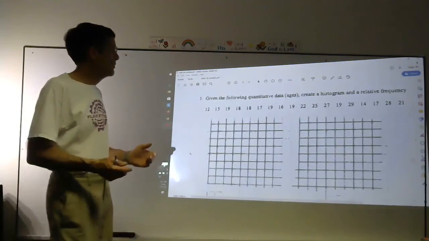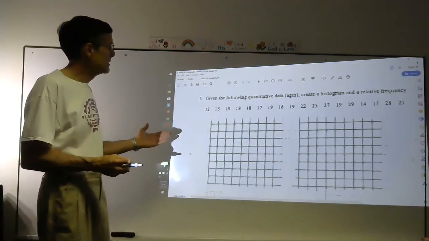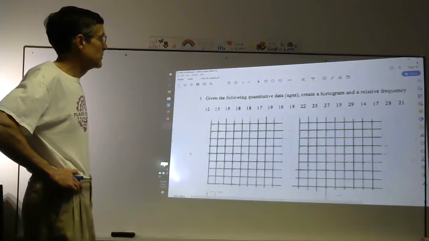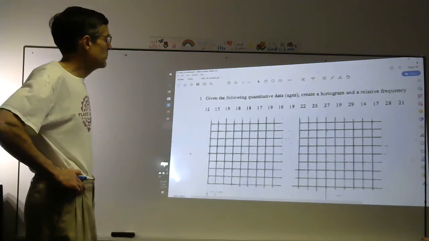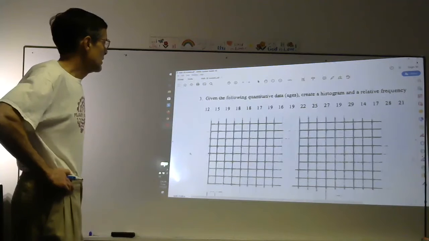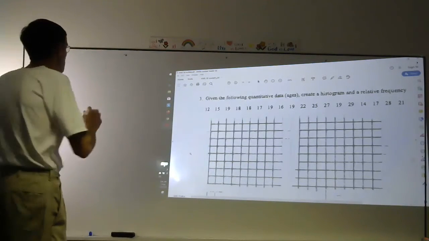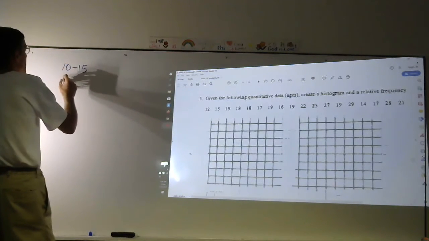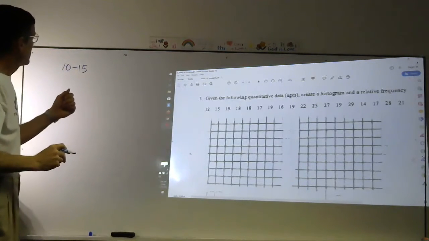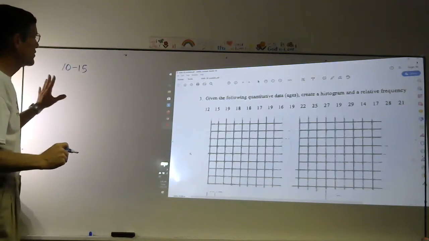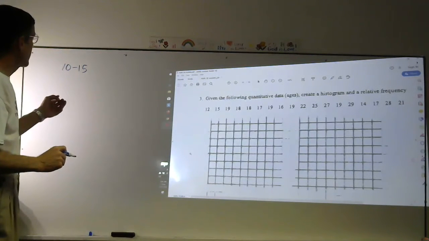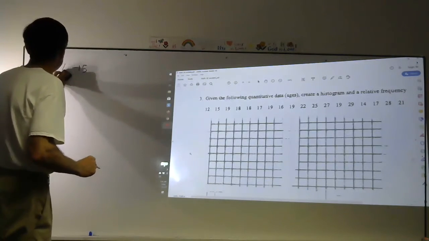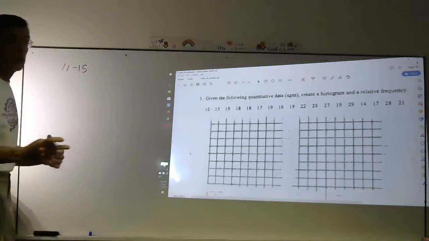So, for instance, we could start with 10, because 12, it looks like, is the smallest. And we have to go up to 30, don't we? So what if we went from, let's say, 10 to 15? Okay, so we have a class. If we have 10 to 15, then we have 10, 11, 12, 13, 14, 15. That's 6. If we go 16 to 20, that's only going to be 5. So how about 11 to 15, which would be 5 units there.